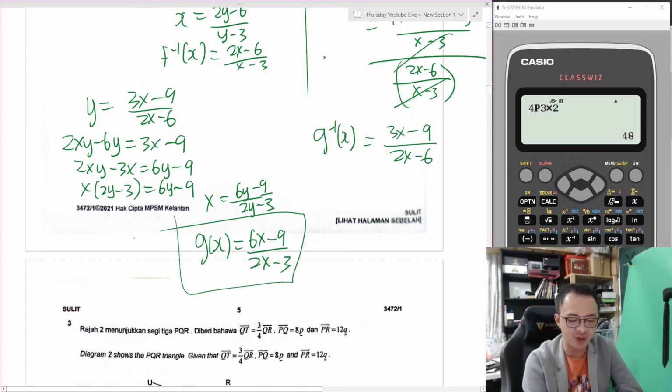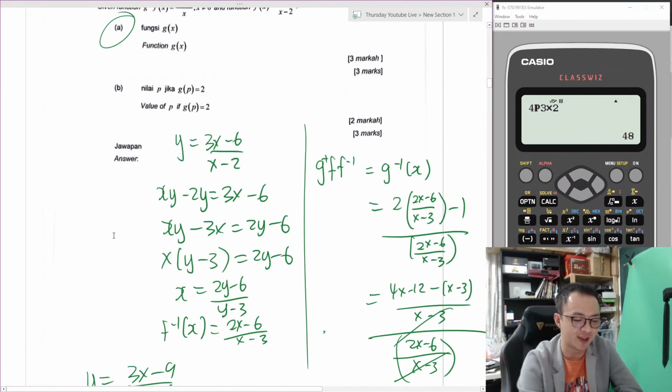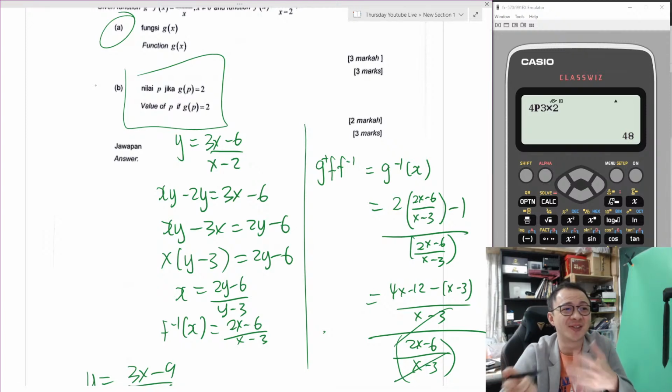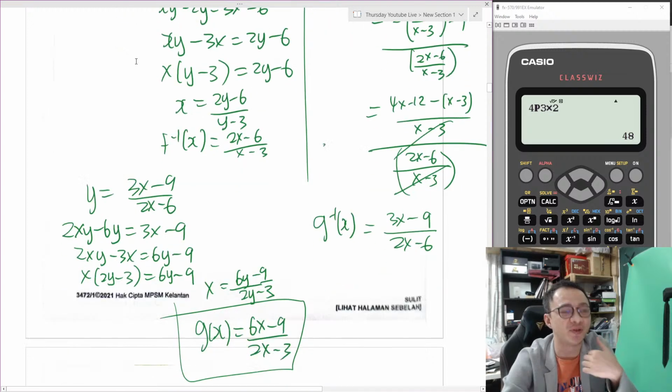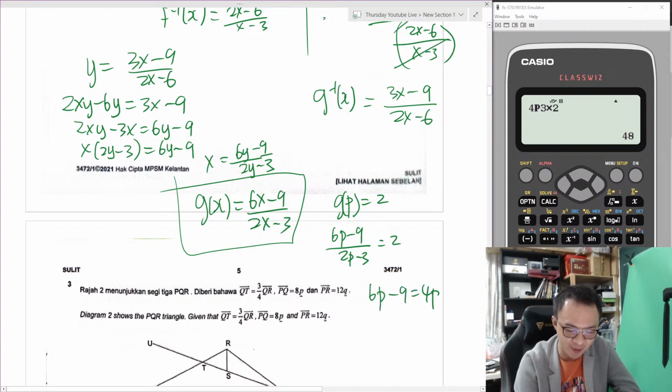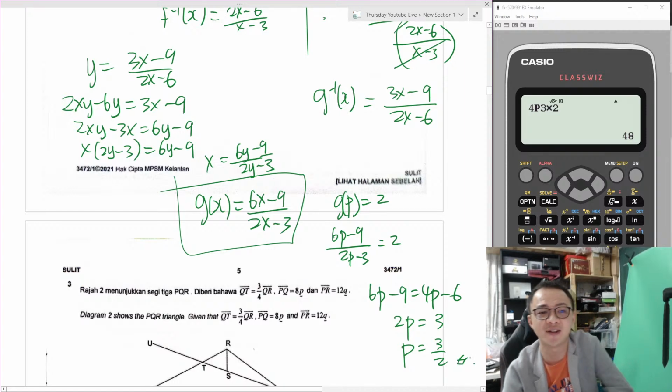Alright, then after I got the gx already, I want to go for the second answer. I kind of get a different answer from the marking scheme. So I check the marking scheme, I find the answer a little bit weird, so I will just assume the marking scheme answer is wrong. So g(p) is equal to 2. They asked us to find p. So therefore, when g(p) equals 2, I will get 6p minus 9 over 2p minus 3 equals 2. Then I will get 6p minus 9 equals 4p minus 6. Then I will get 2p equals 3, p equals 3 over 2. Right, this is my answer here.